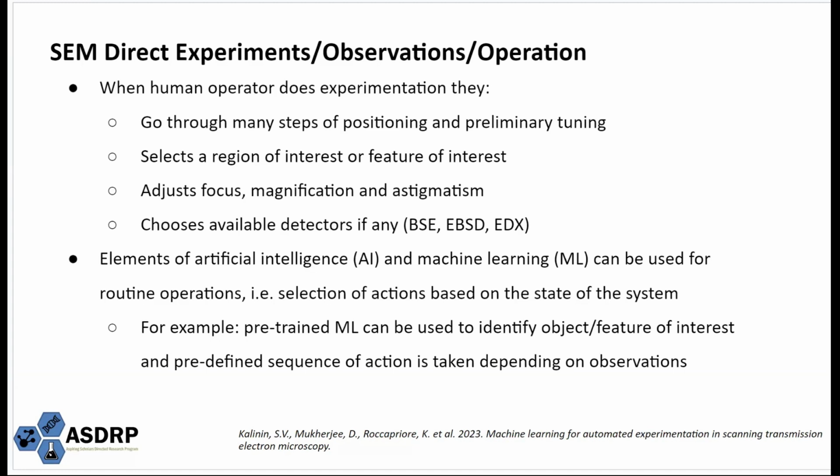An example of this, which is seen in Kalini's paper, is a pre-trained machine learning network that can be used to identify an object or feature of interest. And based on that observation, they can go through a predefined sequence of actions.